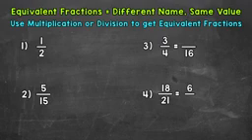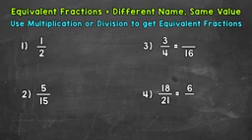So let's jump into number 1, where we have probably the most common and well-known fraction, 1/2. We're going to find 3 equivalent fractions to 1/2. Now we cannot use division for 1/2 because there is nothing we can divide 1 and 2 by, our numerator and denominator. The only common factor is 1, so we're going to have to use multiplication.